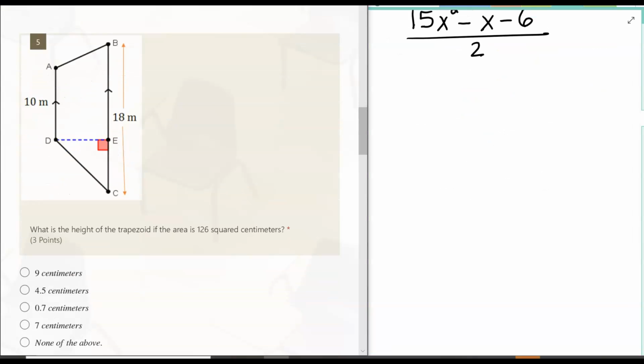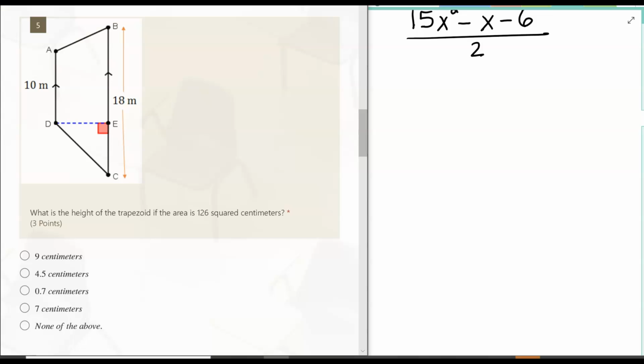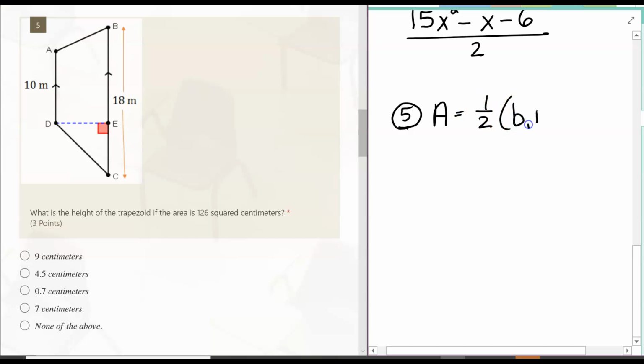Number 5. What is the height of the trapezoid if the area is 126 squared centimeters? Okay, so we're dealing with the trapezoid, and the area of a trapezoid, so I want this formula. The 1/2 times the sum of the bases times the height, and then we start substituting in what we know. The bases are always going to be the parallel sides, and if you look at the diagram, they're giving you the little arrow symbols that show you the two parallel sides. Those sides are 10 and 18.